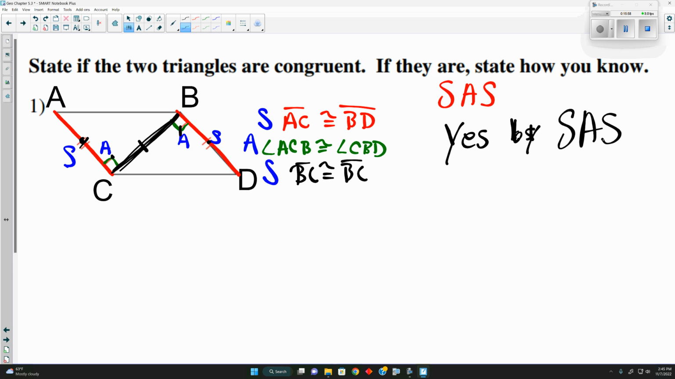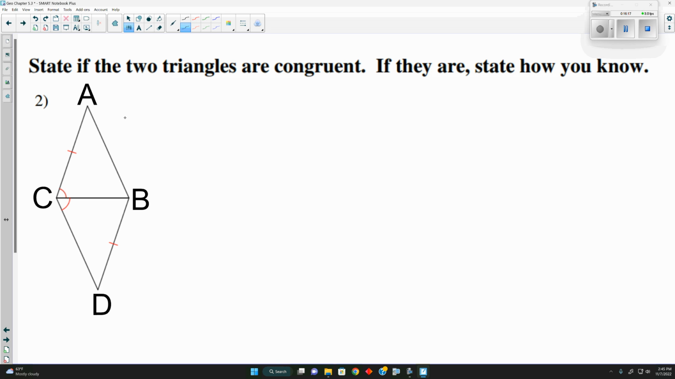At this point, yes. Because the two triangles are congruent, we can now say that these are congruent. But we aren't told directly from the picture. Questions on this here? Let's look at the next one.